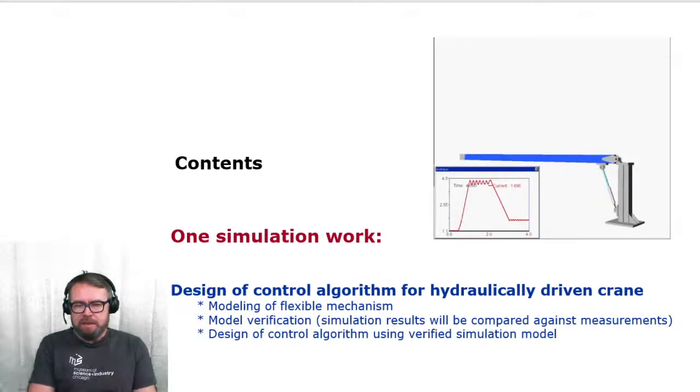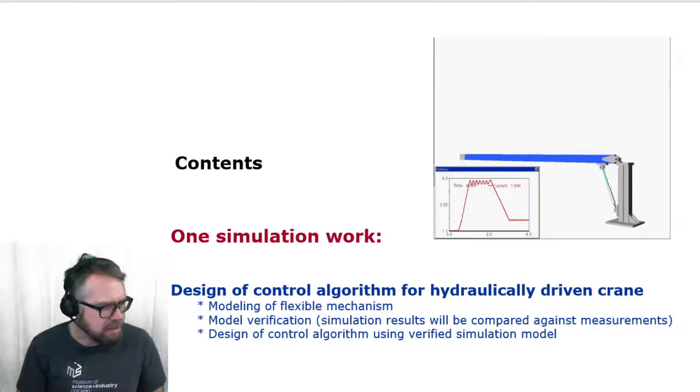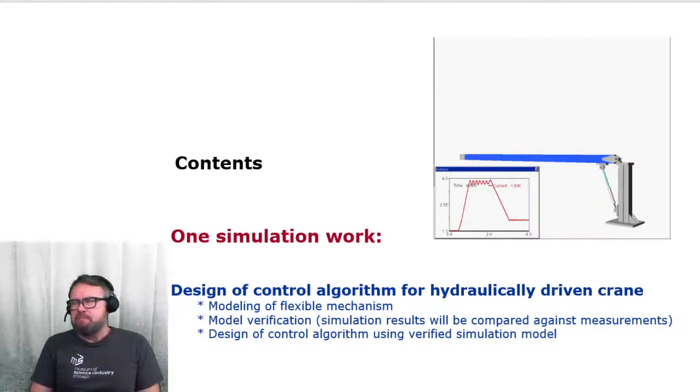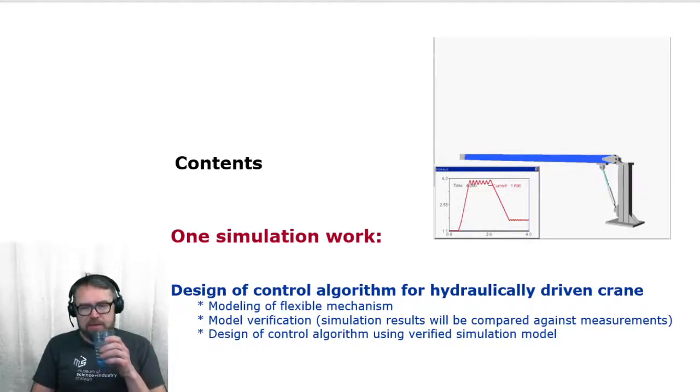Okay, so moving on. As this course is entitled laboratory course, which implies that there is something practical in this course. And something practical will come from those visiting lectures, but it also will come from one simulation work. Now we're going to learn a little bit about how we can design a control algorithm for a hydraulically driven crane. There's going to be a flexibly described mechanism, a mechanism where there are deformable bodies. And we're going to look a little bit at model verification. So we are comparing your simulation models against measurements.